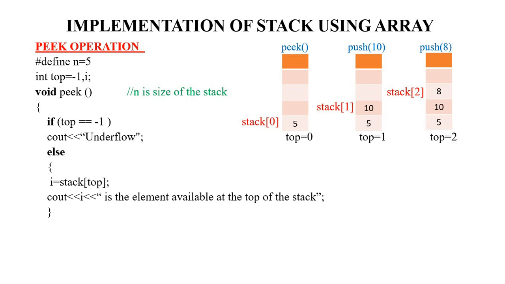So first we have to check for the underflow condition. How to check the underflow condition: if there is no element in the stack, our top value will be -1. So I'm checking, if top is equal to -1, I'll display underflow. Else I'll put i is equal to stack of top, which means I have to display the topmost value, isn't it? Whatever value is present in stack of top.